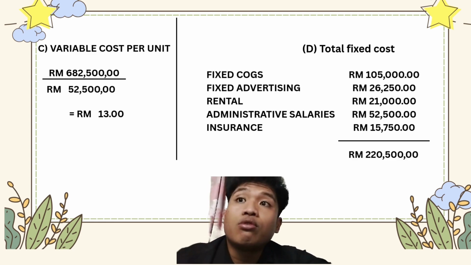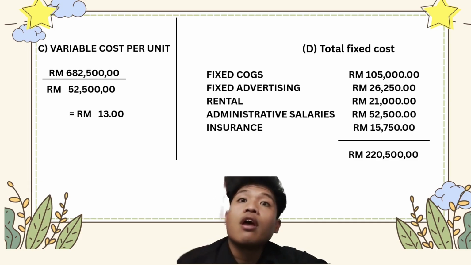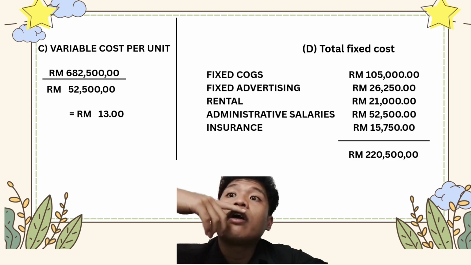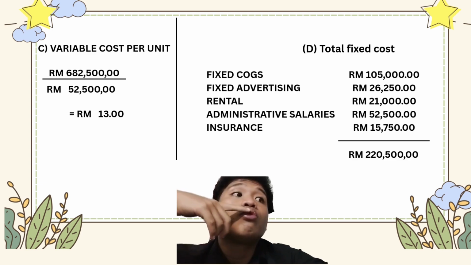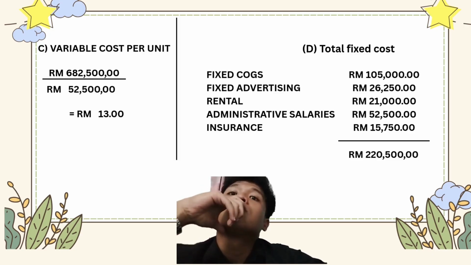Okay, so we can move on to question D. Question D is total fixed cost. So total fixed cost, as you can see, is 105,000 for fees, for advertising is 26,250, for the rental is 21,000, for administrative salary is 52,500, and for insurance is 15,750. So the amount we get is 222,000.